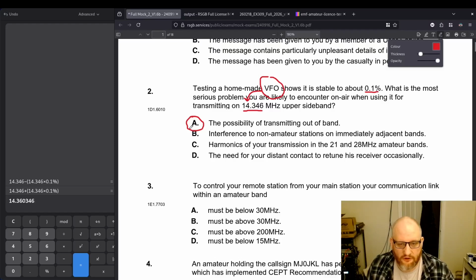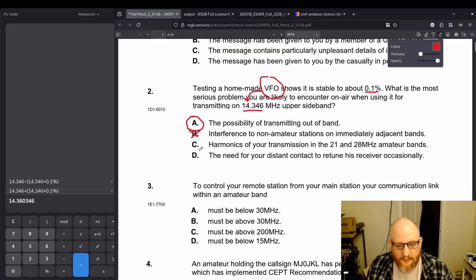So, B, interference to non-amateur stations on immediately adjacent bands. Well, we're only told that the VFO is unstable. Interference to non-amateur stations on immediately adjacent bands might be caused more by things like an overdriven amplification stage. Just having a VFO that's drifting a bit probably isn't going to cause that, so we can scratch that one out.